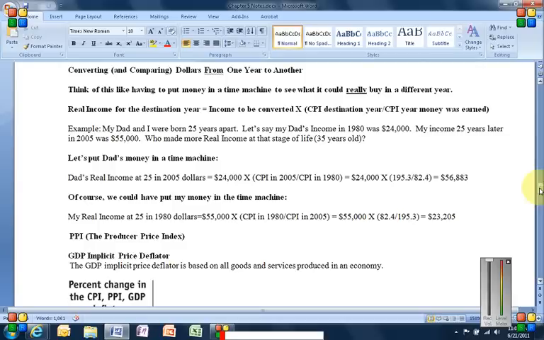Of course, we could have put my money in the time machine, my money from 2005, my 55 grand, and transported it back to 1980, and that calculation is shown here. Notice that the ratio is flipped, so it's 55 grand times the CPI in 1980, now in the numerator, divided by the CPI in 2005, and ultimately you get a figure of $23,205, and of course I still lose. He edged me out there too. So this is how you can compare and convert dollars from one year to the next. It's kind of a fun thing to do. Not a bad idea if you want to talk to a parent or a relative and do some conversions on your own.